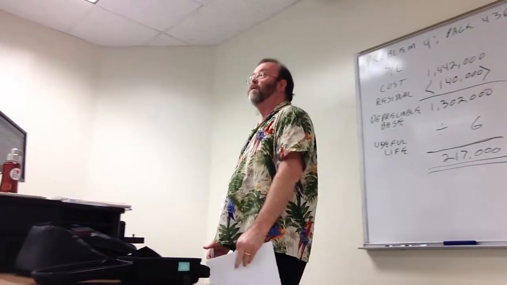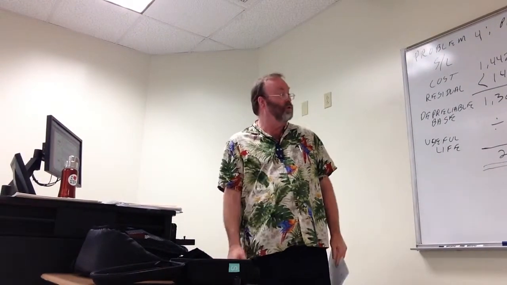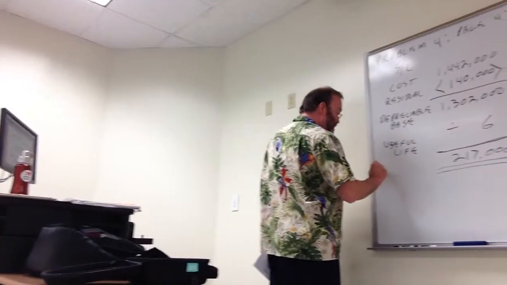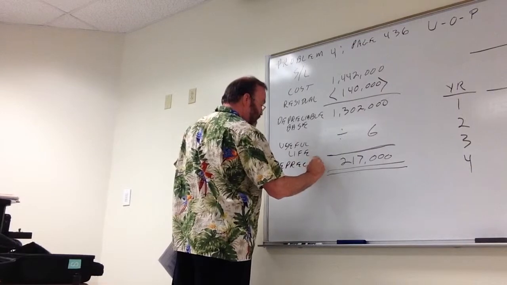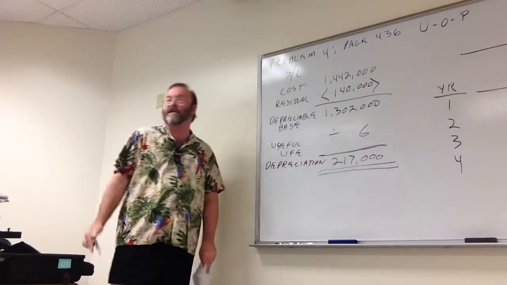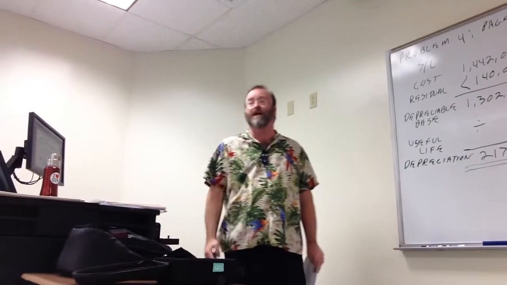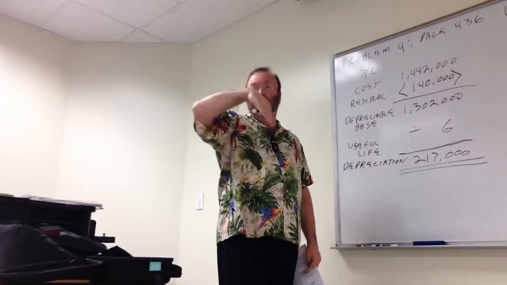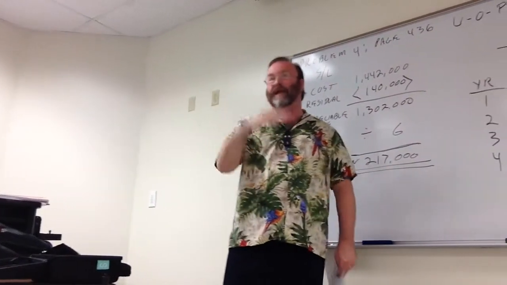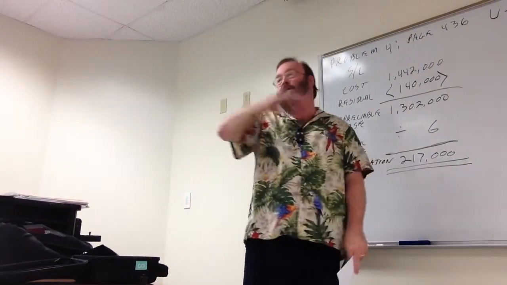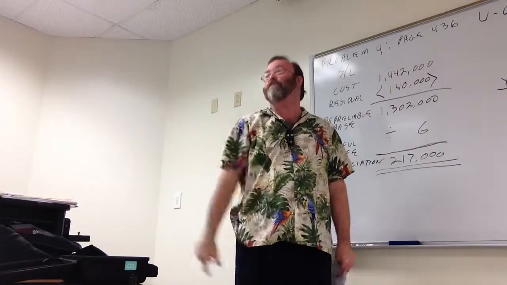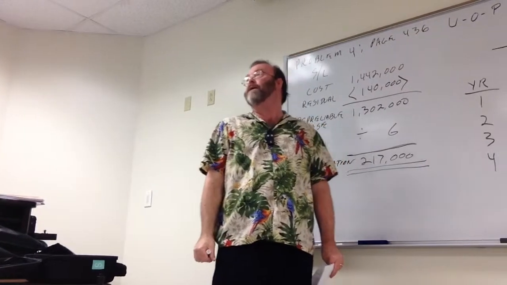Does the 217,000 have a name, like the final numbers? Yeah, it's depreciation expense. This is the adjustment that you would make at the end of the year if you were doing it once a year. You'd go to your accountant's worksheet like we did, and you would debit depreciation expense for $217,000, and you would credit accumulated depreciation dash crane for the same amount. So that's the entry you would make on an annual basis.